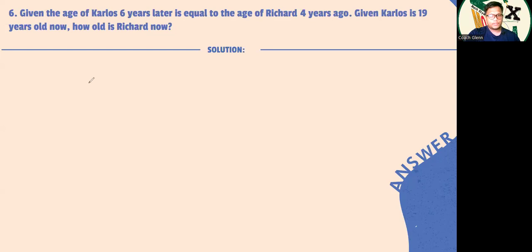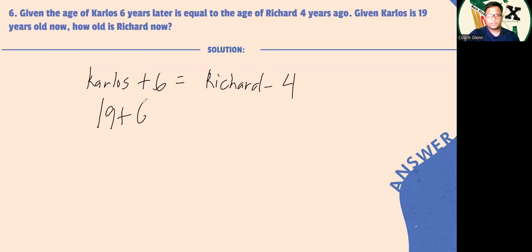So for number 6, given the age of Carlos 6 years later is equal to the age of Richard 4 years ago. So Carlos plus 6, because that's 6 years later, is equal to Richard's age 4 years ago, so that's minus 4. Given Carlos is 19 years old now, that means Carlos is 19 plus 6. So that's equal to Richard minus 4.